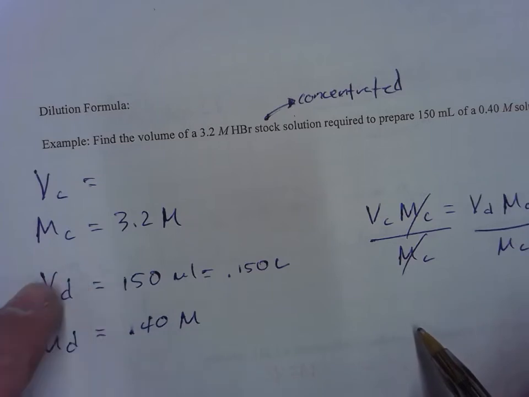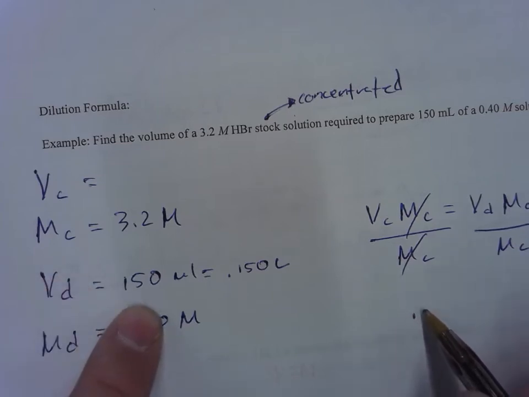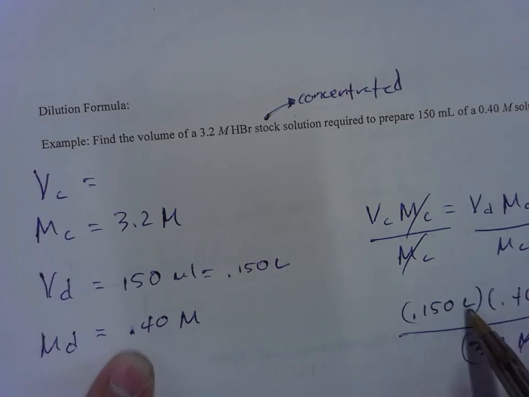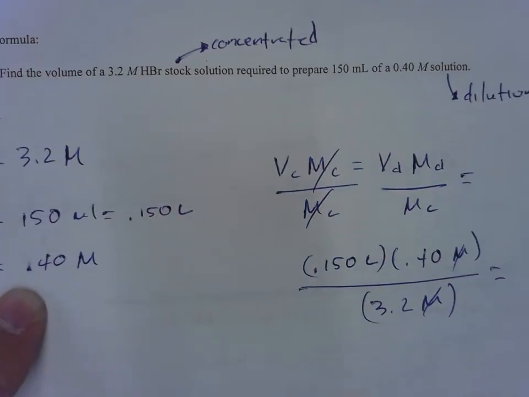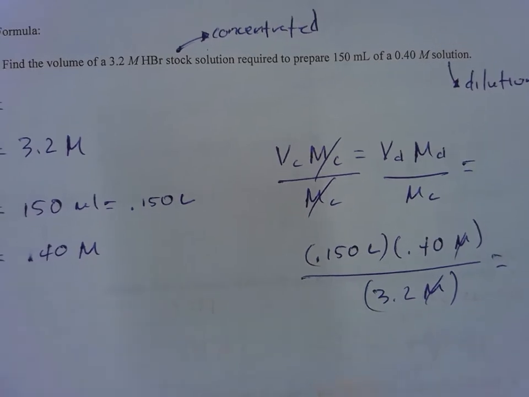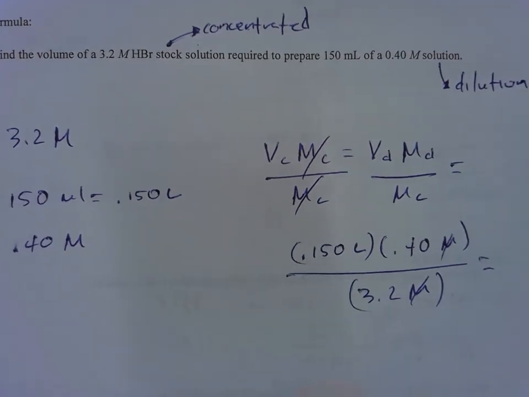So let's go ahead and plug those in. That's going to be 0.150 liters times the molarity of our dilution, 0.40 molar, divided by MC, in this case 3.2 molar. Molars cancel, leaving us in liters. Oh, I'm sorry, I didn't even realize that was off the screen there. There you go, let you get caught up.